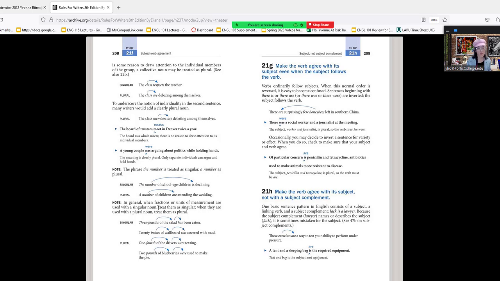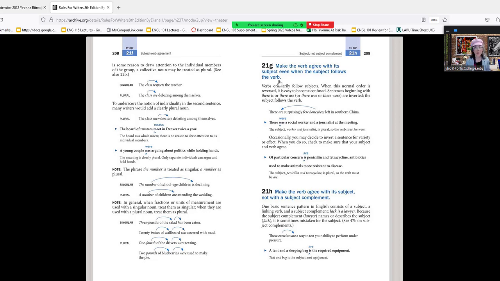In general, when fractions or units of measurement are used with a singular noun, treat them as singular. When they are used with a plural noun, treat them as plural. 3/4 of the salad has been eaten. 20 inches of wallboard was covered. Only 1/4 of the drivers were texting. 2 pounds of blueberries were used to make the pie.